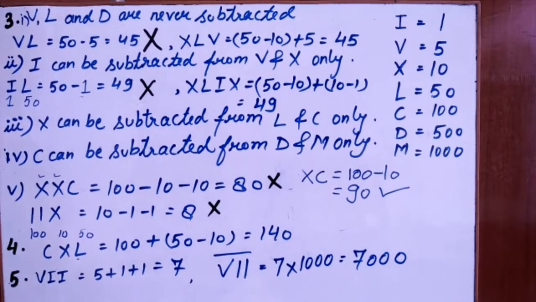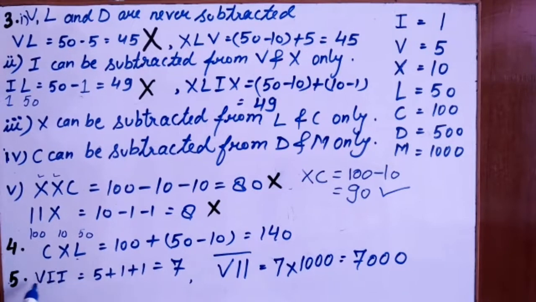Let us see an example. VII is equal to, the value of I is 1 and the value of V is 5. In this we will add the values. Why? Because a letter of smaller value is written to the right of a letter of greater value. Understood? That's why we will add. 5 plus 1 plus 1 is equal to 7.